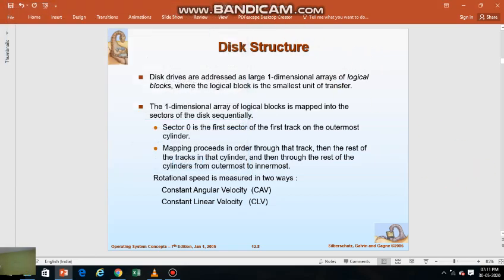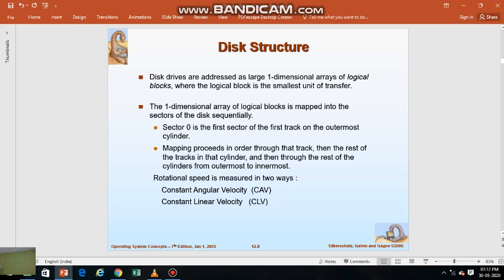Hello friends, today we want to discuss the disk structures in the mass storage system of an operating system. Now, magnetic disk drives are addressed as one large one-dimensional array of logical blocks, where the logical block is the smallest unit of transfer. The smallest addressable unit on a disk storage is a block. A logical block size is normally 512 bytes. It is possible that the block size may change with the formatting also.